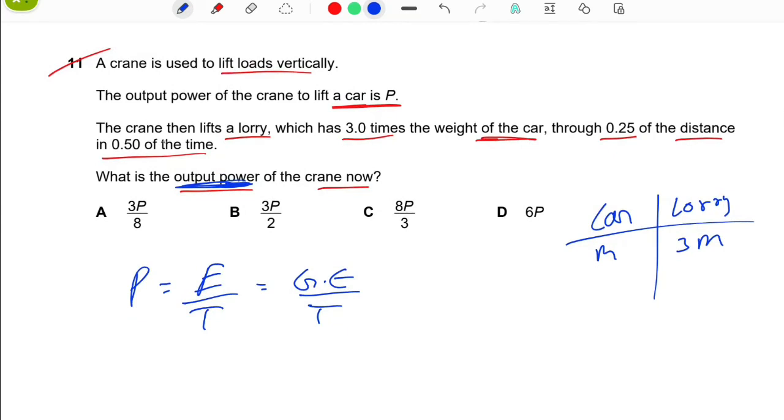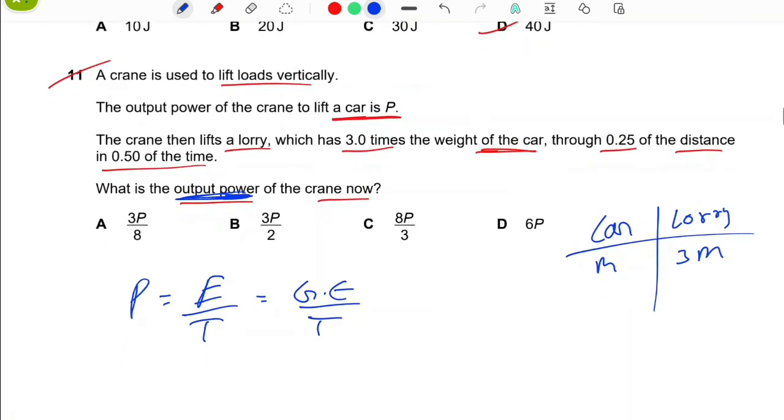They have given: the crane then lifts a lorry which has 3 times the weight of the car. So now they are comparing the weight of the car and lorry, through 0.25 of the distance. They haven't mentioned "of the car", but this directly means that they are comparing the distance traveled with the car, and in 0.5 of the time. So just make a note of this. Whenever you see "of the", you have to understand that they are comparing one thing with another, A with B, car with lorry, like that.